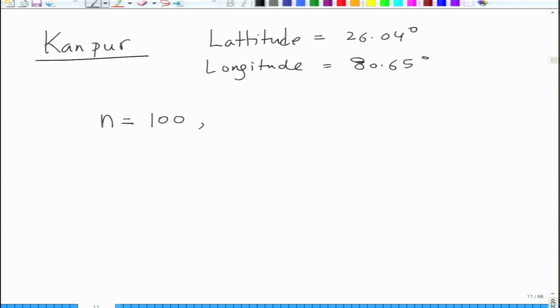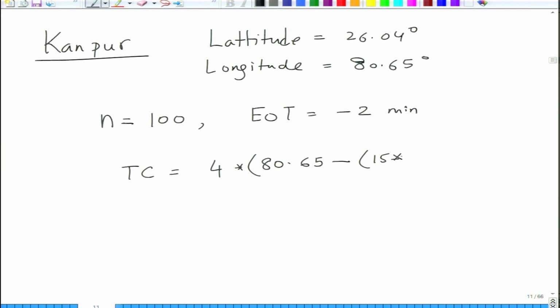If I do it for Kanpur, I get EOT of about -2 minutes, okay, about -2. So time correction is 4 multiplied by 80.65 minus LSTM. LSTM is 15 multiplied by delta T GMT, which is 5.50, right. This is delta T GMT. The difference of Kanpur with respect to GMT is 5 hours 30 minutes.